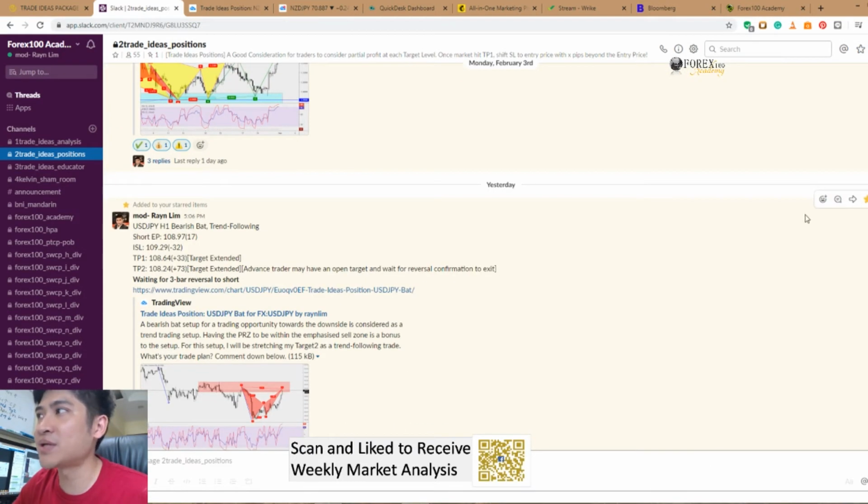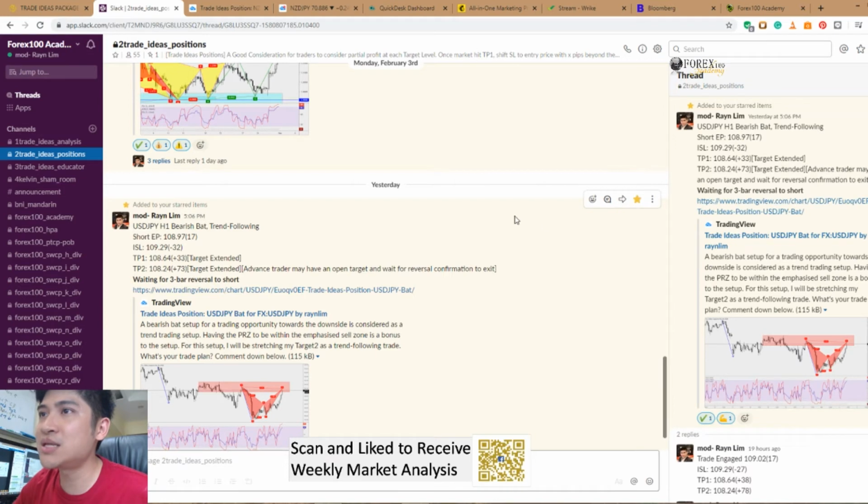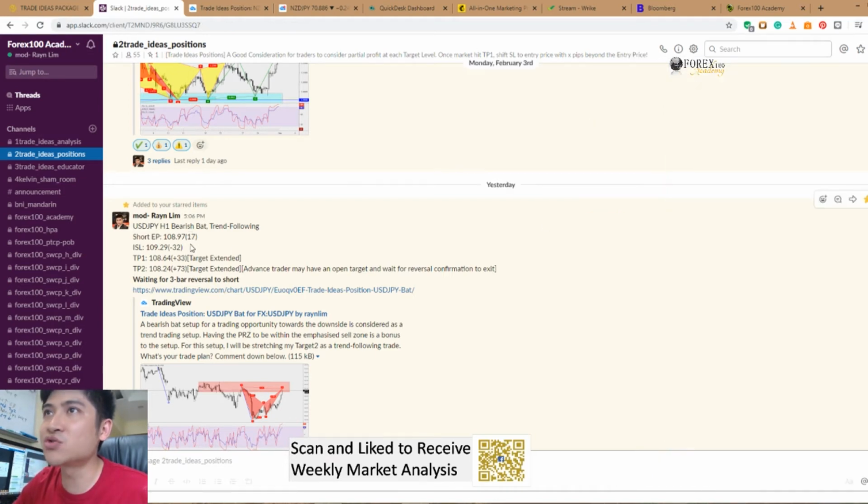This is an example where I hit my stop loss, but you can see the reward to risk. Let's just focus over here first. Alright, the reward to risk over here: stop loss 32 pips, target 1 33 pips, target 2 73 pips. All good? So I did say that I wait for a 3-bar reversal to short.